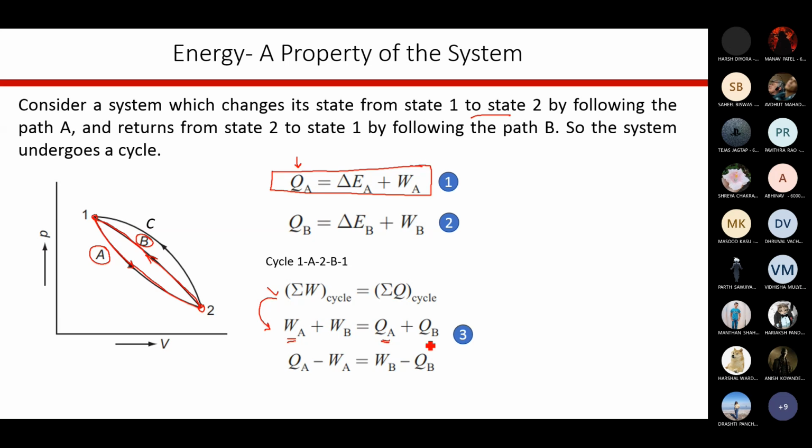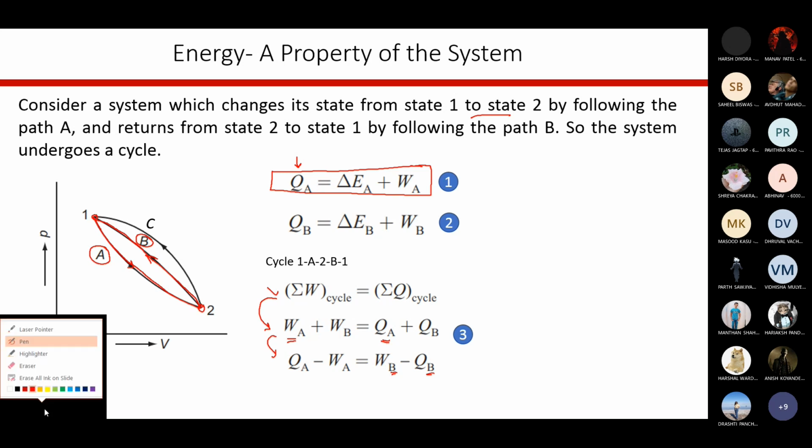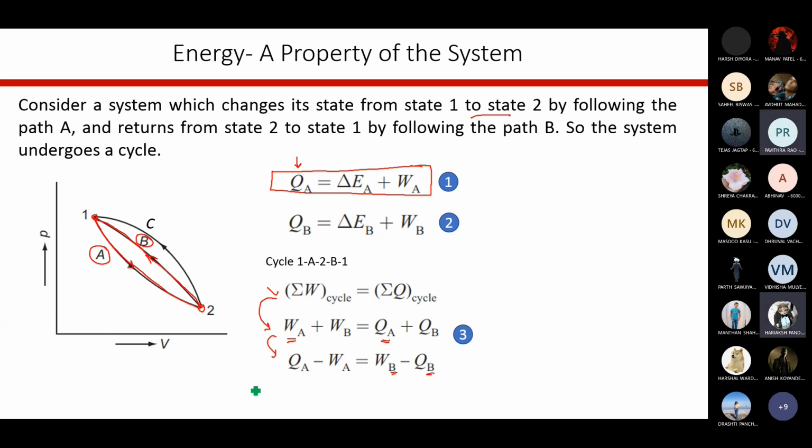Clear? Now just readjust the terms. Take the terms containing the suffix A on the left hand side and suffix B on the right hand side. Rearranging equation 3, I am writing QA minus WA must be equal to WB minus QB. Right? Is it clear? Yes, sir.